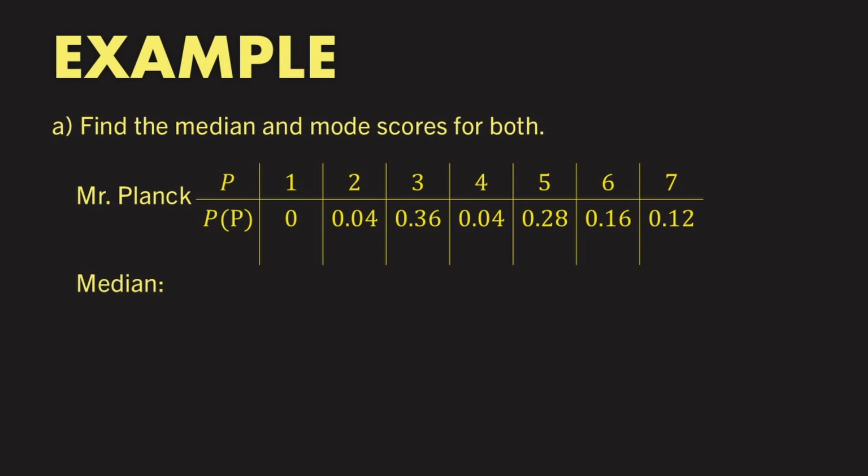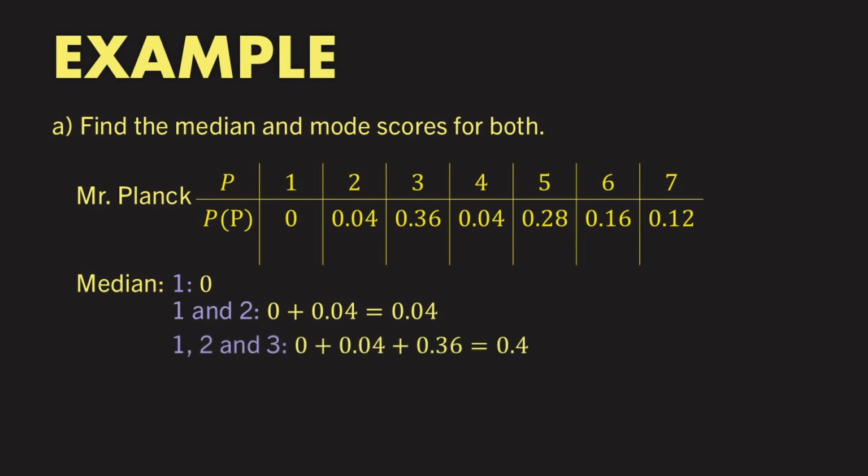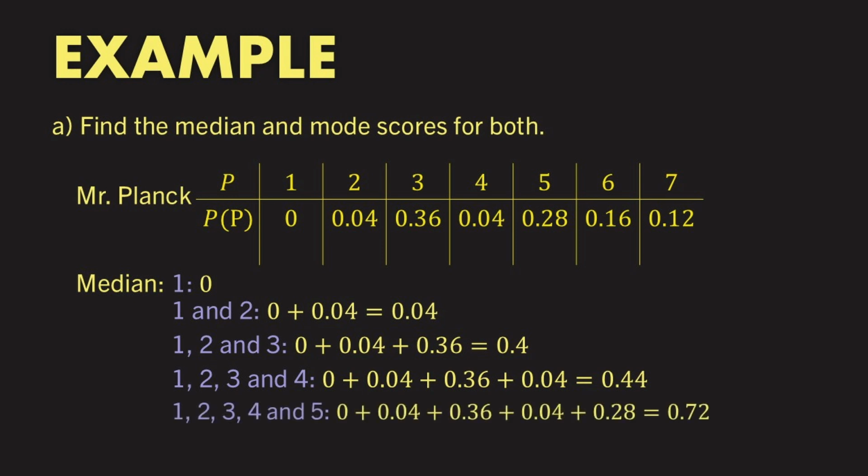If we consider the probability of getting a 1, the proportion of students that got a 1, well, it's 0. No one got a 1. If we add the probability of getting a 1 and getting a 2, we get 0.04. The probability of getting a 1 plus the probability of a 2 plus the probability of a 3 is 0.4. The probability of getting a 1, 2, 3, or 4, the sum of them, it's 0.44. And the probability of getting a 1, 2, 3, 4, or 5, the sum of all those probabilities, it's 0.72.